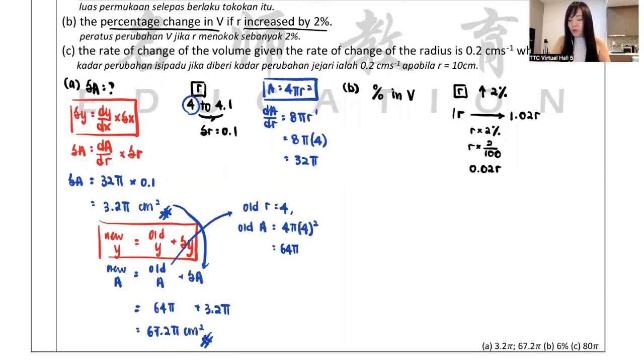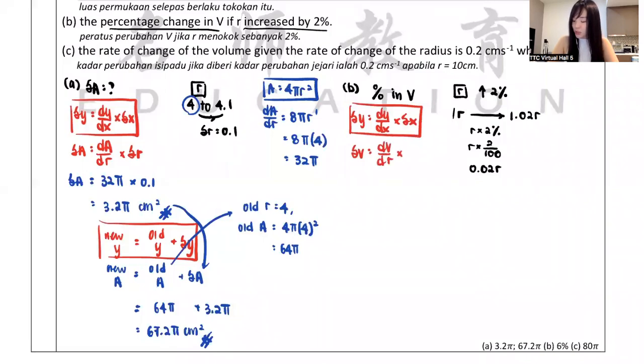Now, they want to find the percentage change in V. Of course, for percentage change, you must have the change first. So the change is what? Delta V again. So I repeat again, the small change formula is this. Change it to fit the question. The Y changes to V, the X changes to R. Saw it? Let's sub inside. Delta V equals dV/dR times delta R, 0.02 R. Saw it? Where do I get my dV/dR?